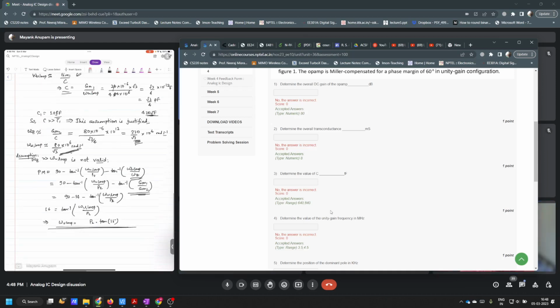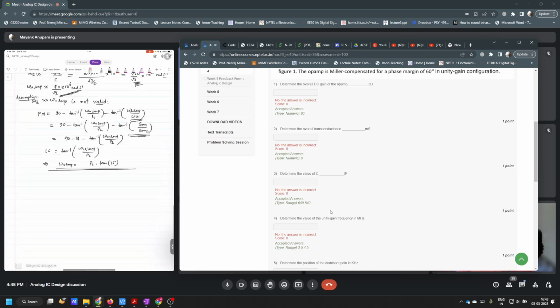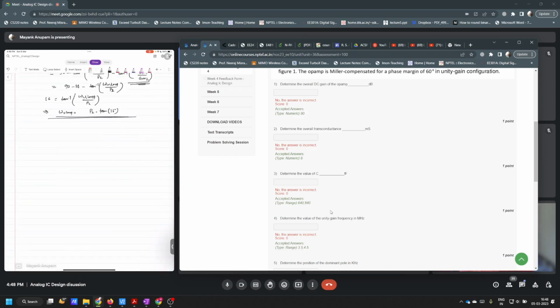The doubt is, for the equation of omega u, if you put gm1 by C, and in p2 also you put that approximation of gm2 by CL, the answer comes nearly 900 femtofarad. But the answer is some 640 to 840. So basically, the approximation is not valid. According to the condition, C is much greater than C1, so it is valid, but the answer range which they have calculated is only right when we calculate using the exact equation.